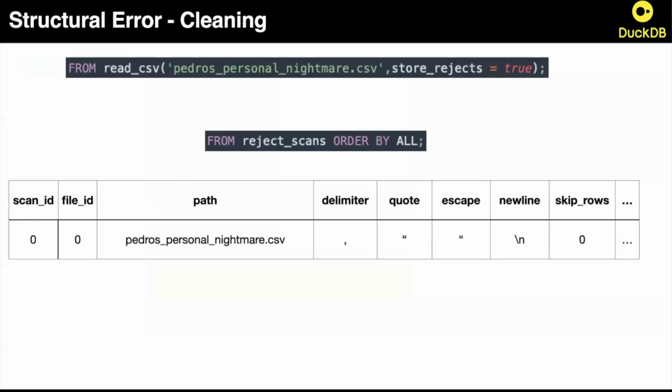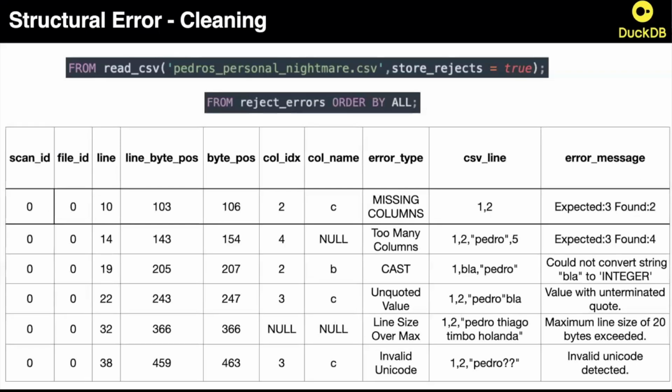it will basically store information about what was rejected. So you first have this reject scans table that stores information about the file that went wrong and the configuration of the scanner where these errors were found. And you have what's more interesting, the rejects errors. This has information about the errors that were rejected. So you have the line where it happened, the byte position of the start of the line, the byte position of where the error actually happened, the column index, column name, error type, and the original CSV line, so this is not reconstructed. This is the actual CSV line where the problem happens, and you have the error message.